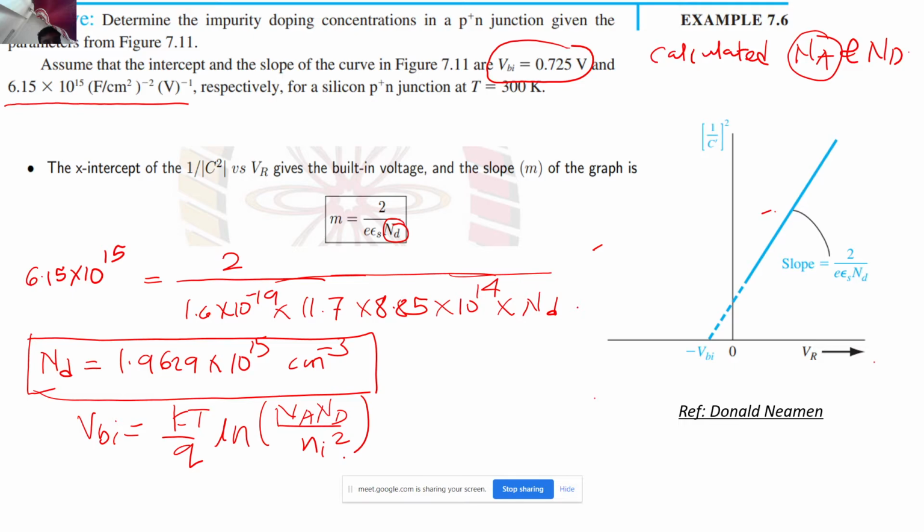Now let's do the sanity check. What VBI has been given to me? KT by Q I know. ND I have just found. Ni square I know. I can find the NA. So let's move to the next slide. What is the value of VBI? It was given as 0.725.